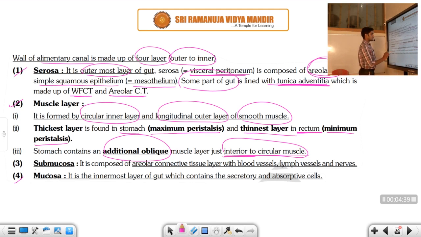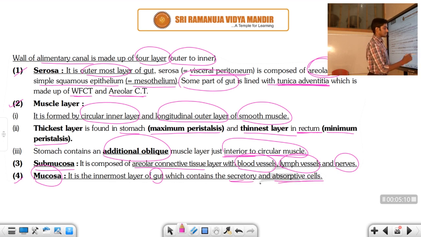Next part is the submucosa. It is composed of areolar connective tissue, with blood vessels, lymph vessels and nerves present. Submucosa: areolar connective tissue, made up of blood vessels, lymph vessels and nerves. Next, the last layer is the mucosa. It is the innermost layer of the gut, and contains secretory and absorptive cells.